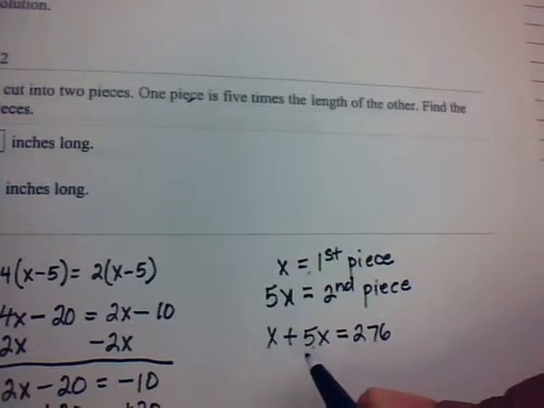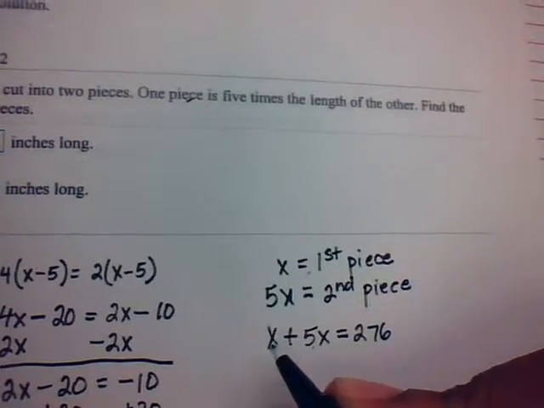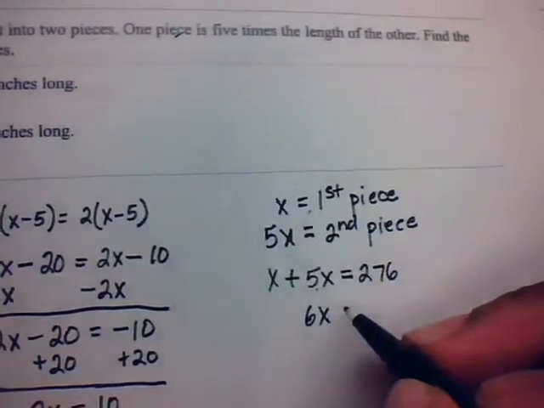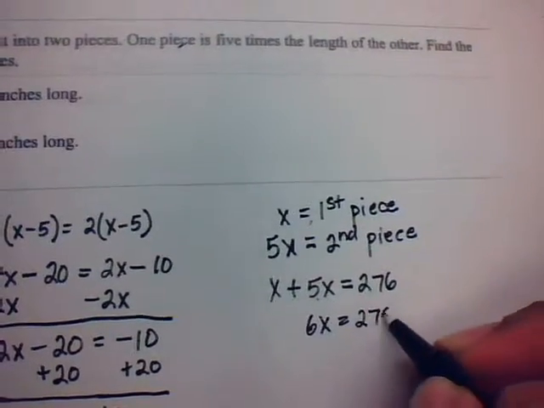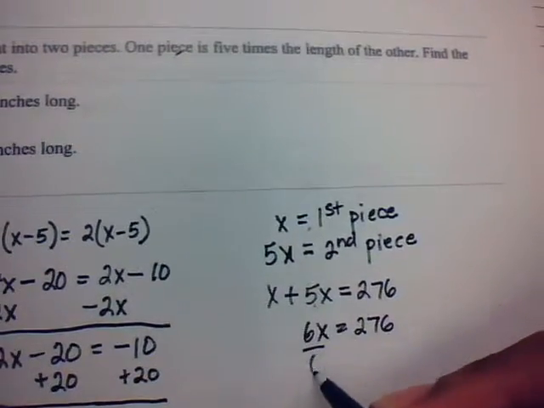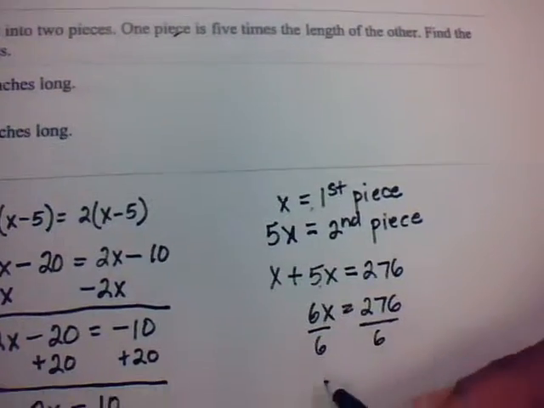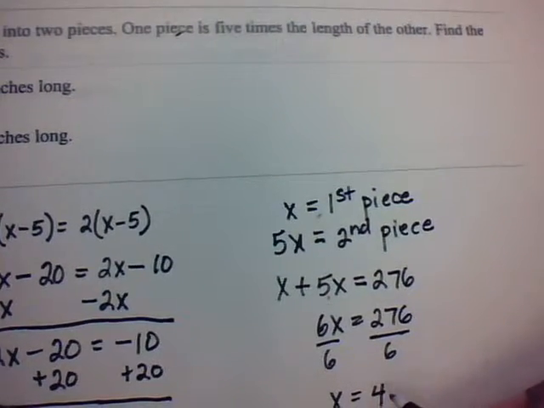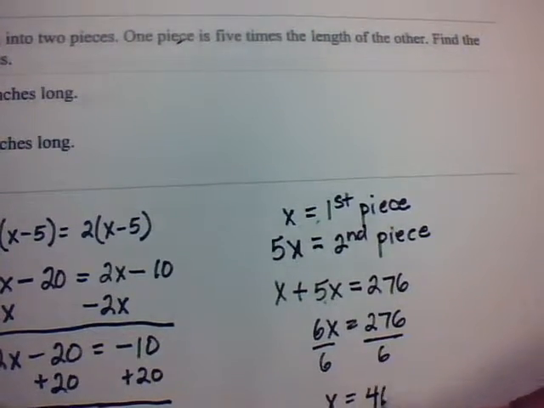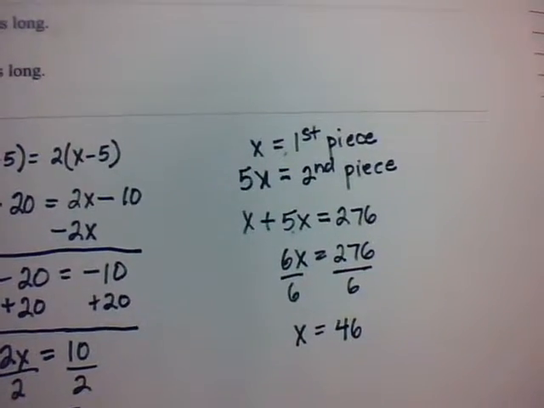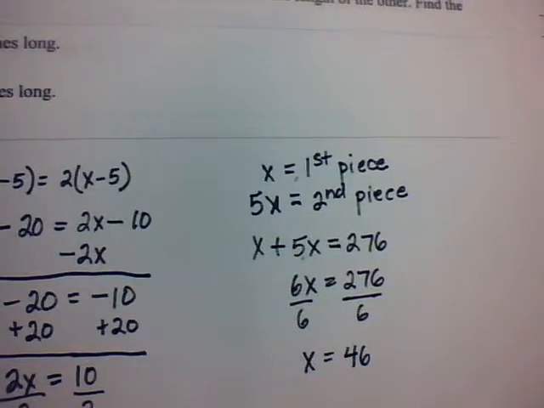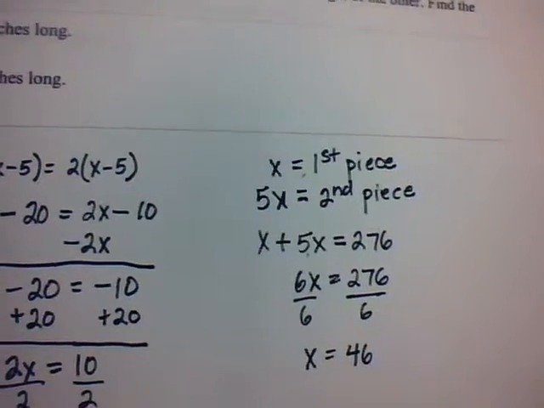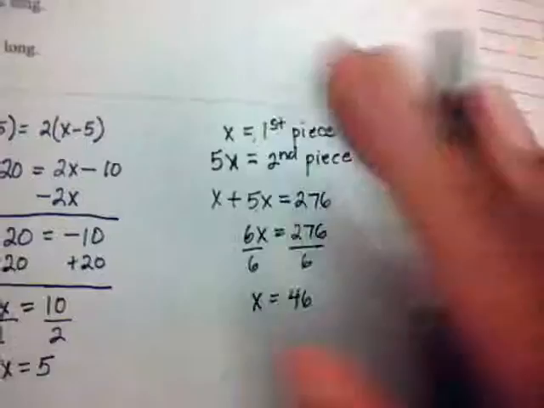Now on the left side, we'll go ahead and combine like terms. 1x plus 5x is 6x. So now you've got 6x is equal to 276. Then divide both sides by 6. You'll get x is equal to 46. So we know x is going to be that first piece. That's 46.